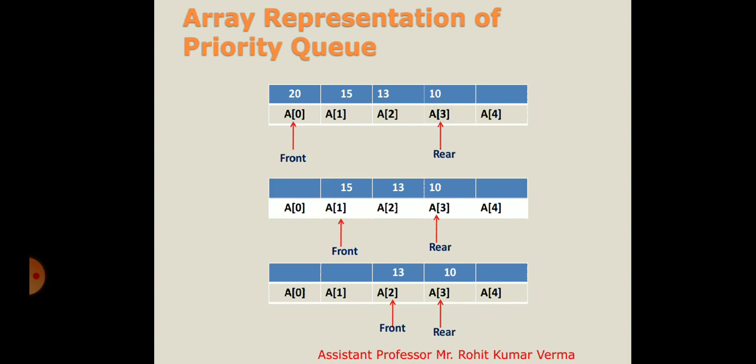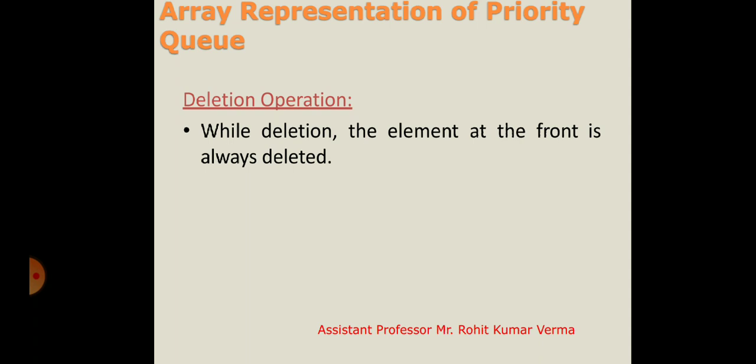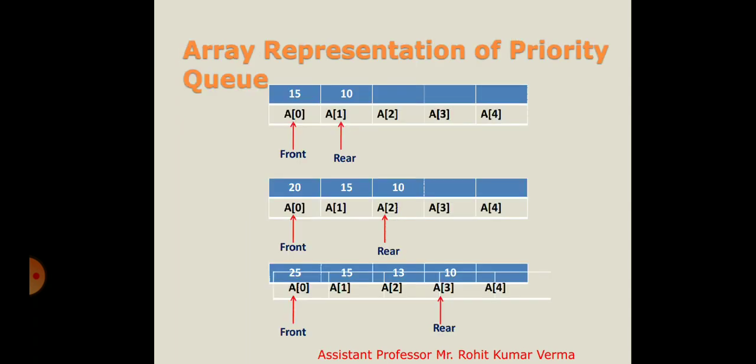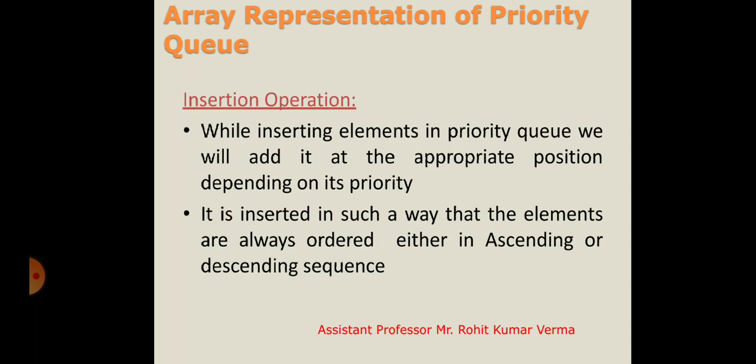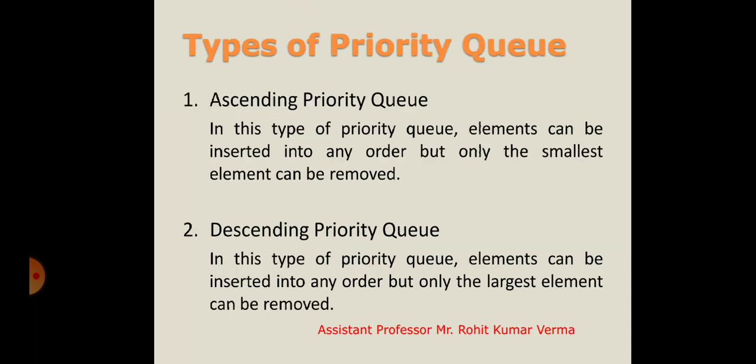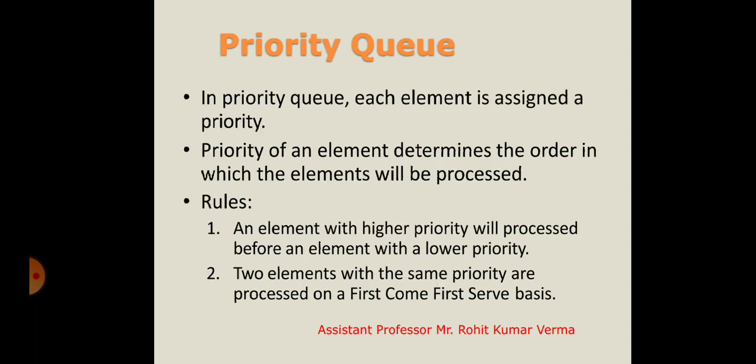So this is today's session where we are learning the concept of queue. What is the queue data structure? What are the various operations of queue data structure? What are the various types of queues, like circular queue and priority queue?